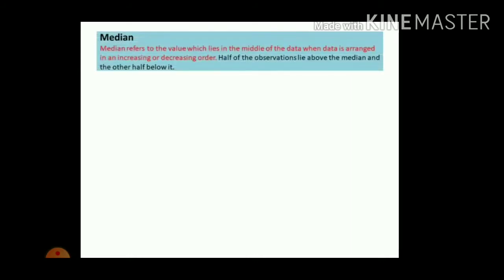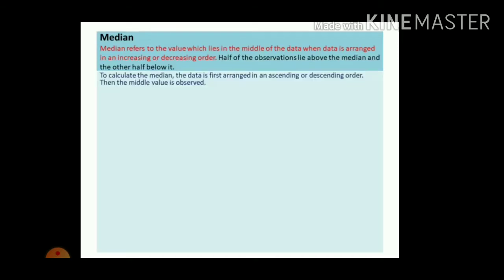Now we'll learn about the next kind of representative value, that is median. So median refers to the value which lies in the middle of the data when data is arranged in increasing or decreasing order. So to find the median, the first step will be to arrange the data in ascending or descending order and then find the middle value of the observations.